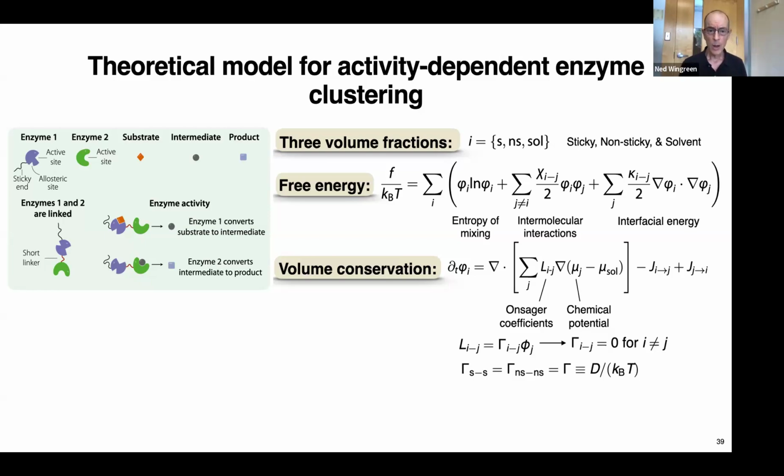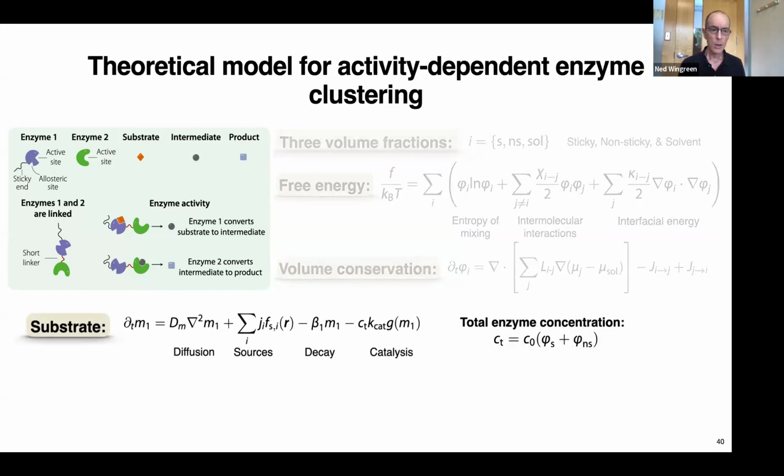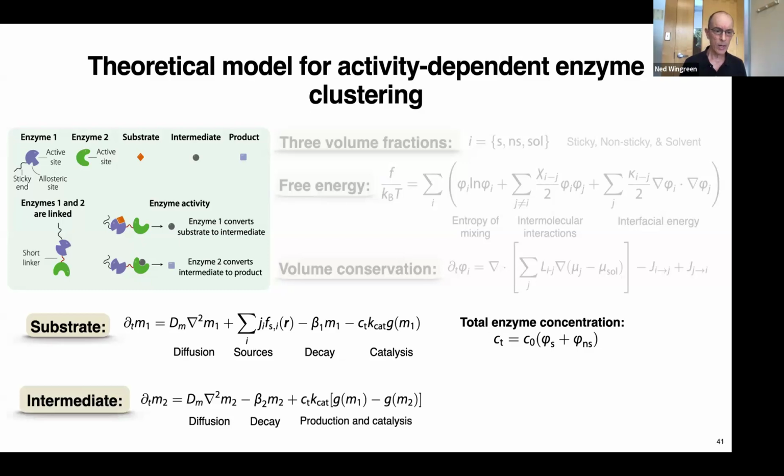In addition to that, we do allow the switching, of course, between the sticky and non-sticky states, which is allosterically regulated by the concentration of substrate. So we need some equations for the substrate, which is itself able to diffuse. Maybe there's a source of substrate. We're interested in cases where the substrate might decay. And of course, the whole point of this is that that substrate can be catalyzed, turned into an intermediate by the local concentration of the first enzyme. And if we want to consider an intermediate, we'd have a similar partial differential equation for the intermediate with diffusion, possibly decay, production, and catalysis.